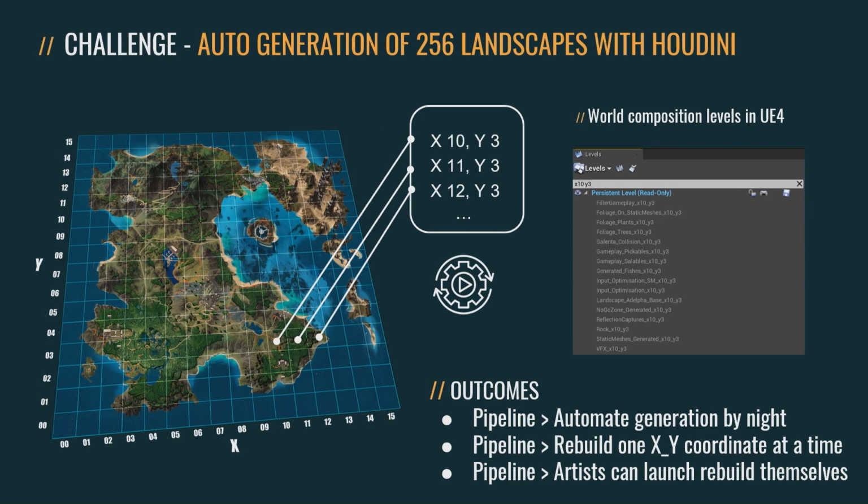The outcome of that research phase: we had a pipeline first, and we could automate everything by night with batches. The second outcome is that we could rebuild based on a specific coordinate, and we could decide which coordinate to rebuild. And the last one is that artists or the Houdini team could relaunch a build themselves and receive the output of the build the day after. Or not the day after, actually, whenever they want.